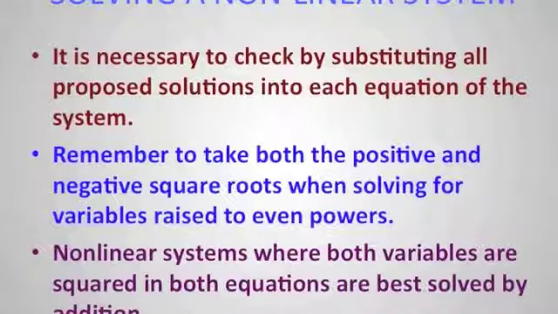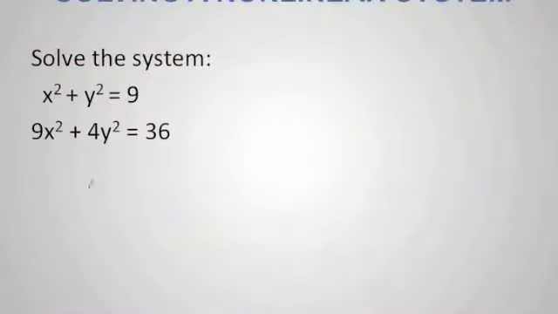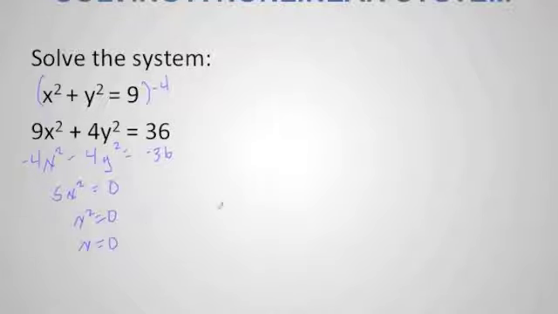And nonlinear systems where both variables are squared are best solved by addition. So here's one where we have both ones squared. And let's take the top equation and multiply it by negative 4. So I'll have negative 4x squared minus 4y squared equals negative 36. Adding, 5x squared equals 0. So x squared equals 0 and x equals 0.